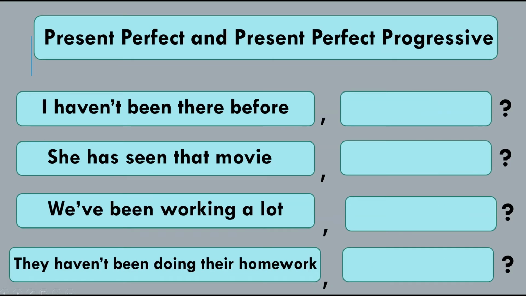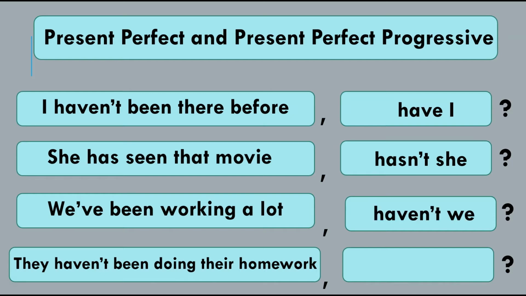And now some examples in the present perfect and present perfect progressive. I haven't been there before, have I? She has seen that movie, hasn't she? We've been working a lot, haven't we? They haven't been doing their homework, have they?